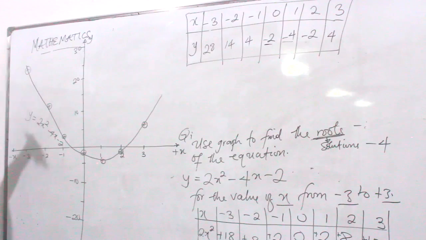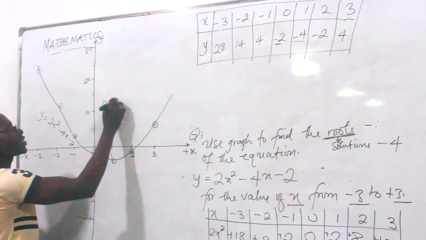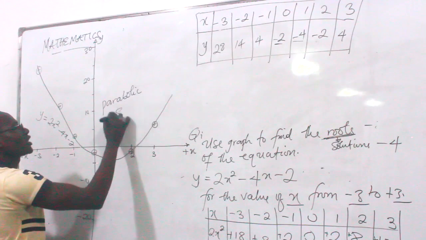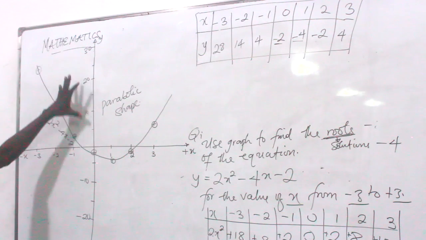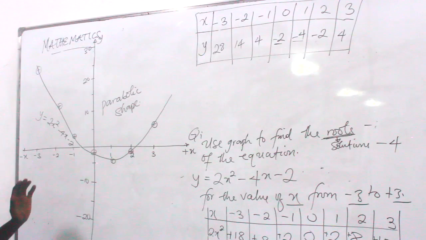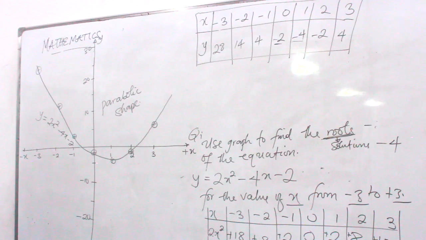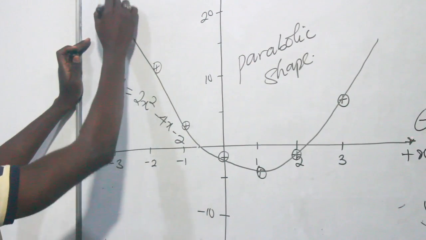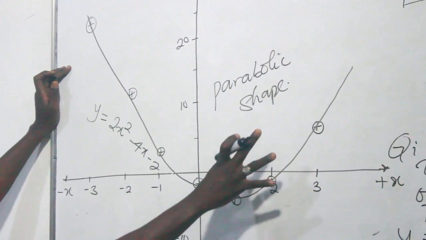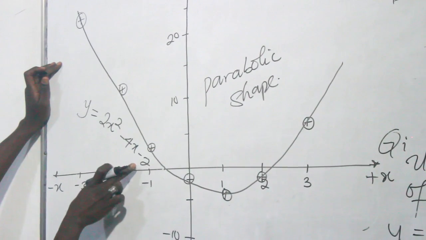Now, looking at this, you can easily conclude that the graph is parabolic in nature, parabolic shape. That is why, as mentioned earlier, the shape of a quadratic graph is always parabolic. I do hope with this simple example, the student will be able to identify a quadratic graph. Now, this is the graph of the quadratic equation y equals 2x squared minus 4x minus 2.